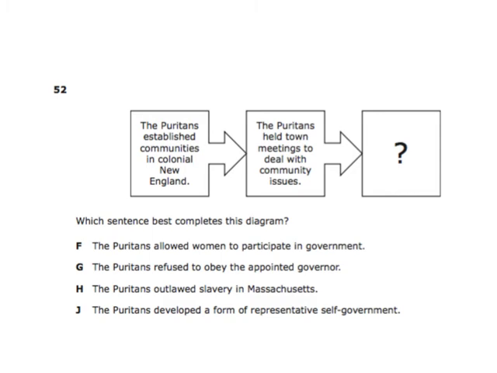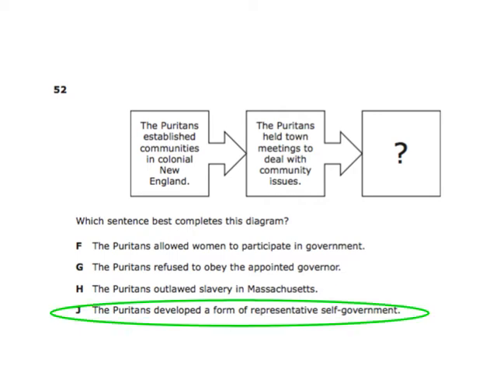The Puritans established communities in colonial New England. The Puritans held town meetings to deal with community issues. And then question mark. Which sentence best completes this diagram? All right. Whoa, big surprise. Representative self-government. Doesn't mean that's the clear-cut always answer, but a lot of times it is. It just means that if we look here, look what's happening. They're representing themselves. They're meeting together. It's a representative self-government.